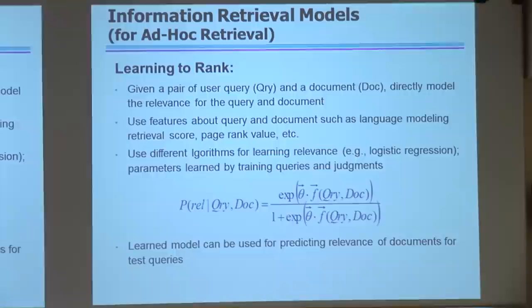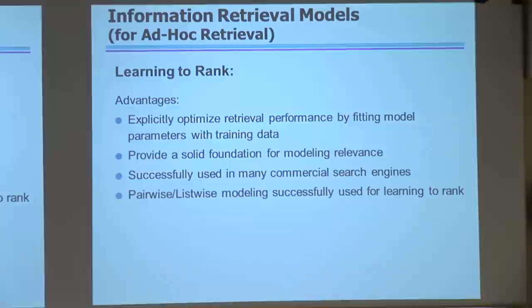Actually, one thing which is good is that this type of model, or actually a little bit more sophisticated model, has been really utilized in commercial search engines like Microsoft Bing. You may have noticed the improvement of Microsoft Bing in the last maybe 1.5 years; actually a major part of that comes from utilizing this type of learning to rank algorithm. So this is better, in the sense that it can explicitly optimize the retrieval performance in a discriminative way using a set of training data. It provides a solid foundation for modeling relevance, which is a step further than the generation probability. And it has been used in many commercial search engines.